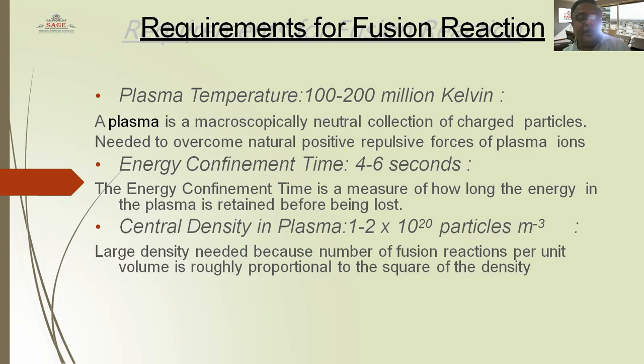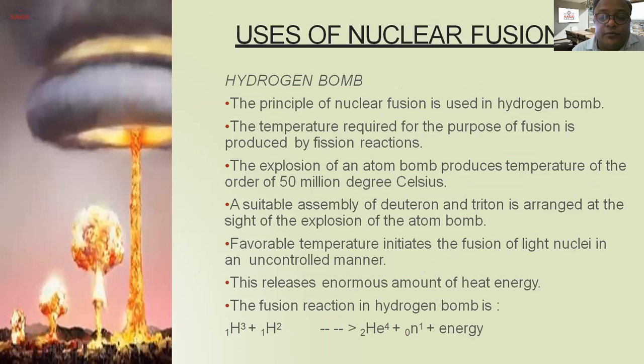The energy confinement time is a measure of how long the energy in the plasma is retained before being lost. Central density of the plasma is 1 to 2 times 10^20 particles per cubic meter. A larger density is needed because the number of fusion reactions per unit volume is roughly proportional to the square of the density.